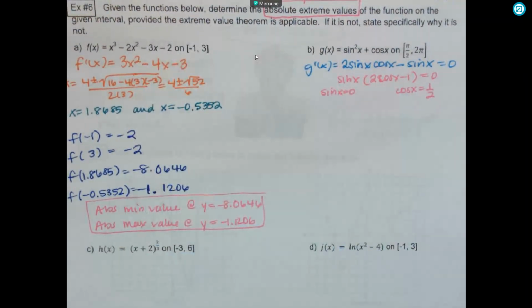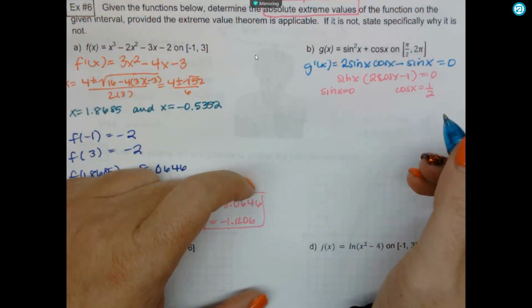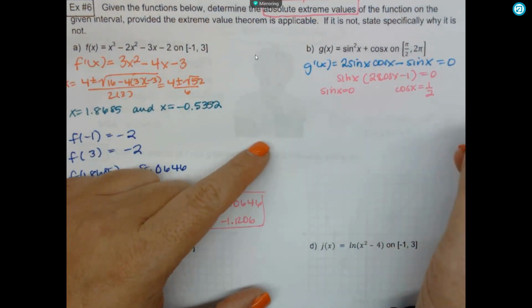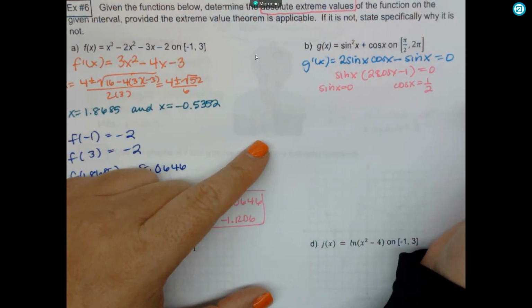All right, so then where is our sine 0? Pi and 2 pi, so, okay. And I'm going to give you the decimal values here, okay. And then where is our cosine 1/2?